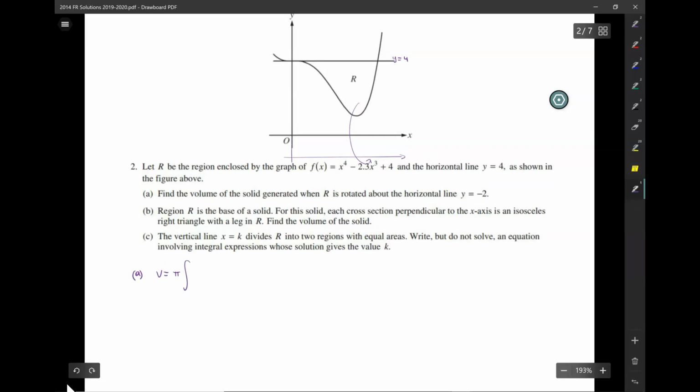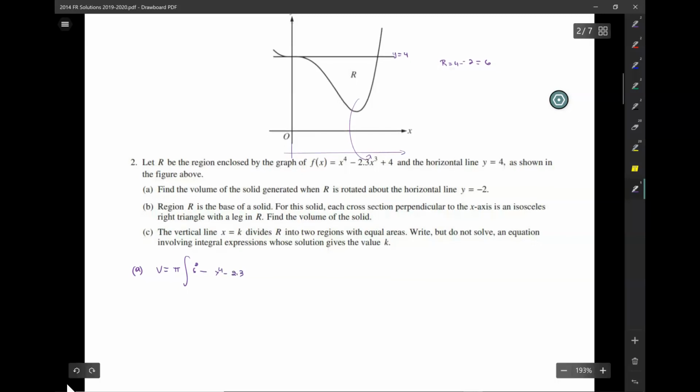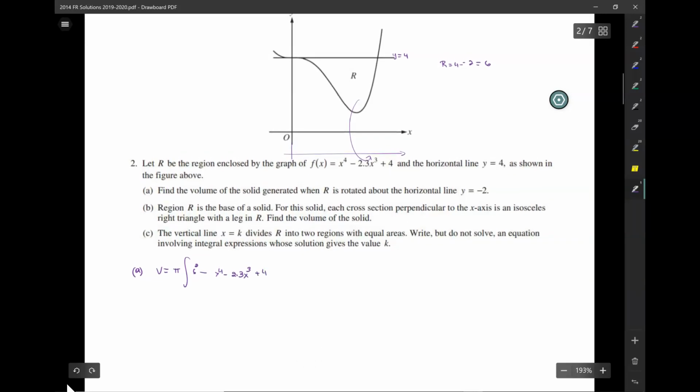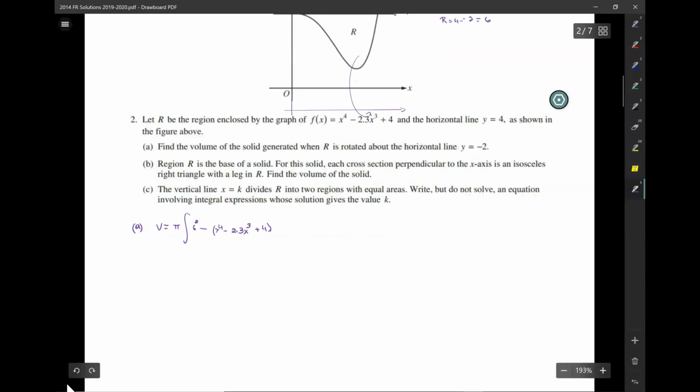Let's first figure out the big R and the little r. So the big R goes from the outer to the line of rotation. So 4 minus -2, right? So it's top minus bottom. So it's 6. So it's the big R squared minus the little r squared. That's from the function down to -2. So that's going to be x to the 4 minus 2.3x cubed plus 4 minus 2.